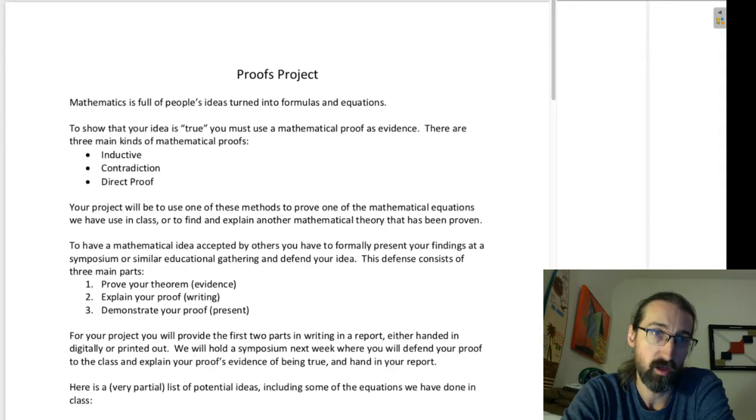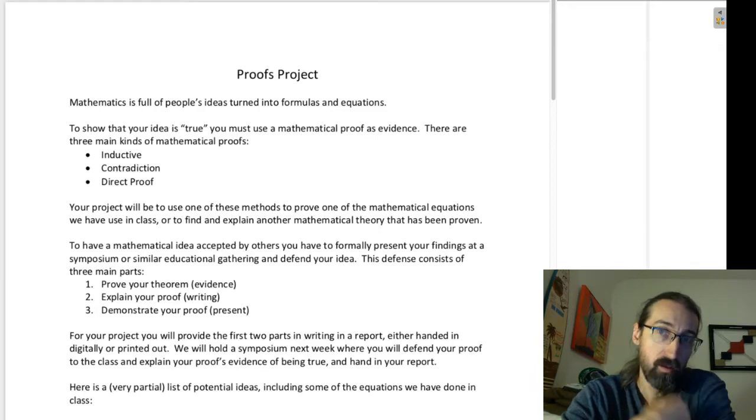So in the project, I wanted you to use one of these kinds of mathematical proofs or an explanation of a mathematical proof to demonstrate a mathematical theorem that it's true. Math is built on evidence, and math is built on proofs. To show that something is true, to show that something works, we need to have a proof. Otherwise, how can we be sure? Math wants to be sure, and one way to be sure is by proving what your theorem is. So there's three kinds of proofs I have here: induction, contradiction, and direct proof. I'm going to talk a little bit about those today.